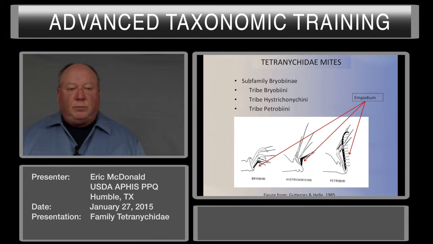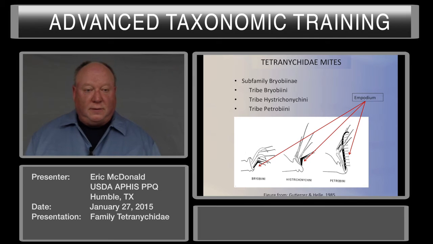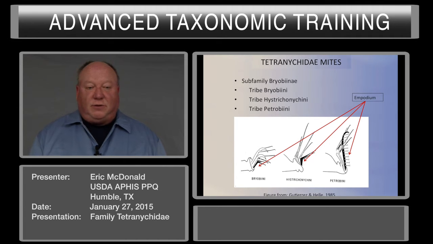The 3 tribes of Bryobini can be separated by examining the empodium and claws. The Bryobini has paired claws uncinate and empodium pad-like. The Hystrichonychini has paired claws, empodium pad-like, while the Petrobiini has paired claws pad-like and the empodium uncinate.